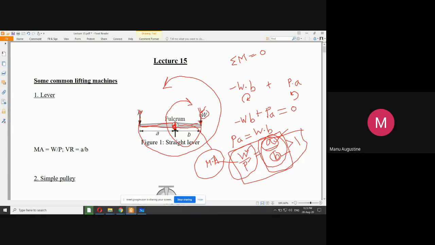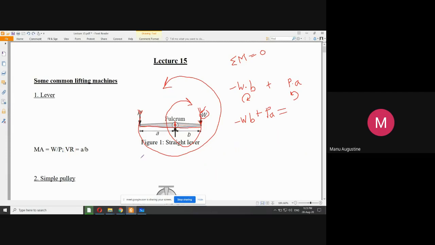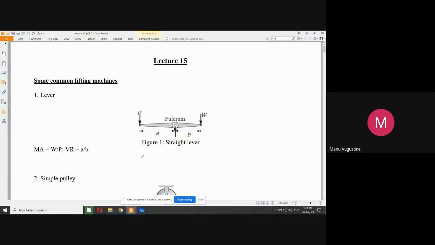But anyway, our aim was not to find mechanical advantage. Our aim was to find velocity ratio. But what do we do in this case? Now we take a simple assumption. Since we now know by all this discussion that mechanical advantage is equal to A by B when there is no friction. So in the absence of friction, MA is equal to A by B.